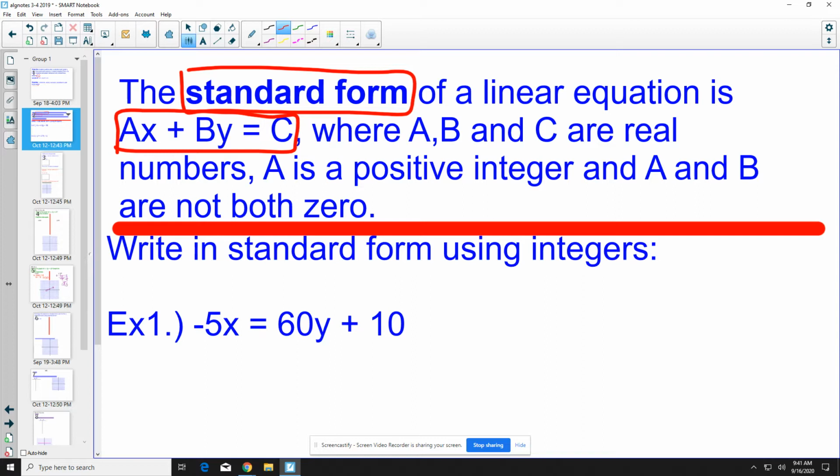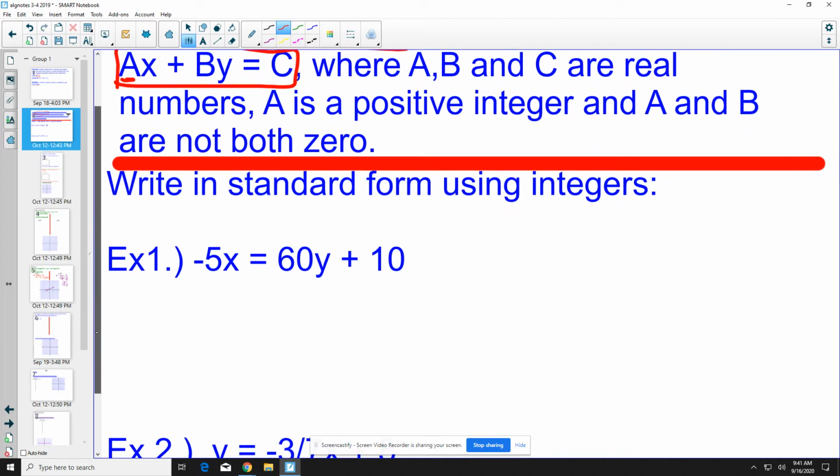A, b, and c are all real numbers. A always has to be positive. So the coefficient for x, this a here, has to be positive. It can't be negative. And a and b are not both 0. One of them could be 0, so you could have a 0x or a 0y, but not a 0x and 0y. To explain this better, let's do an example together.